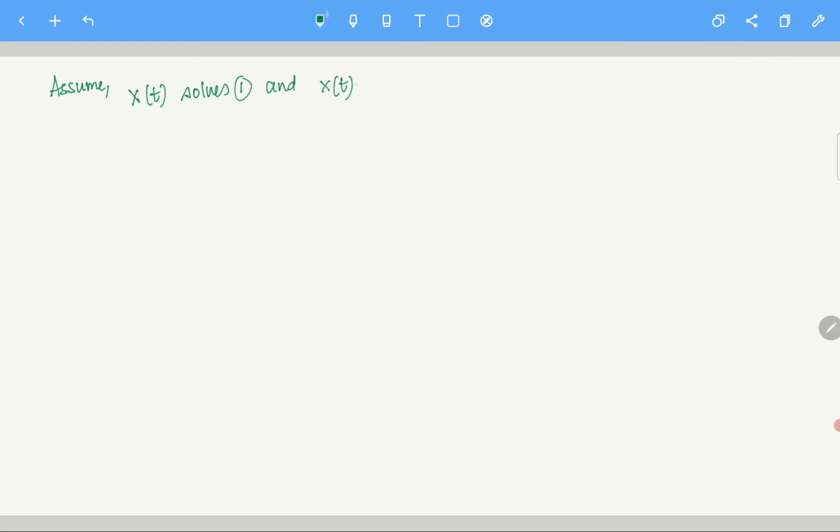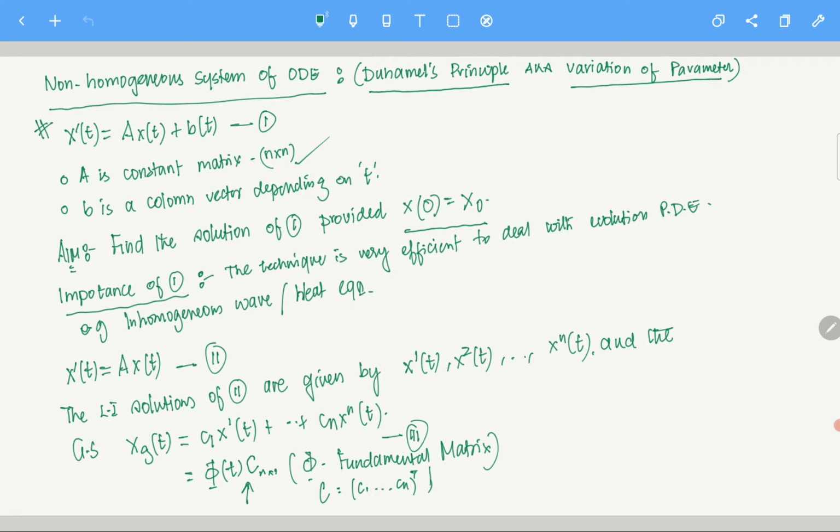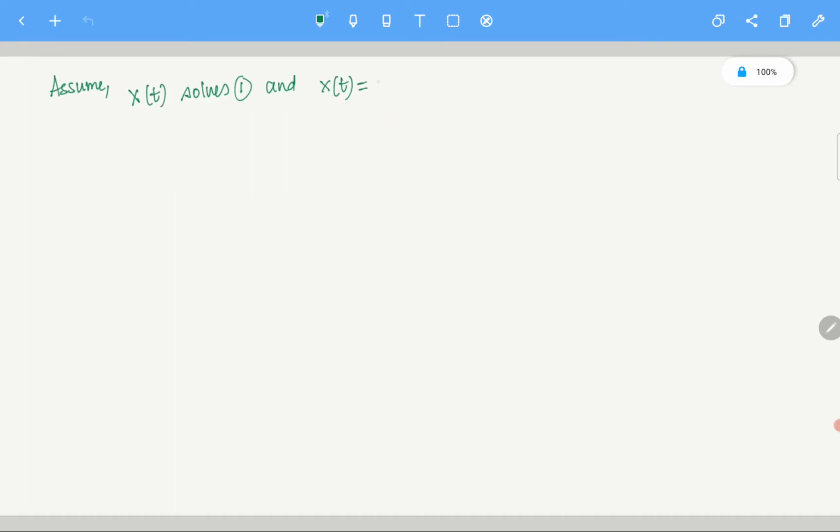X of t looks like, okay, see, I am saying that there is a solution of 1 which looks like, since the homogeneous problem looks like this, we are just varying C, and now I am assuming C is not only a constant but also depends on t. So basically x of t is phi of t times C of t. Clear? Okay, this is what we are assuming.